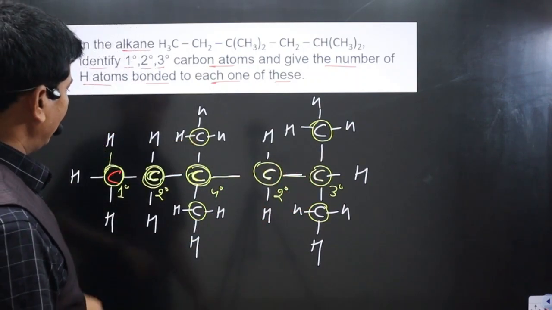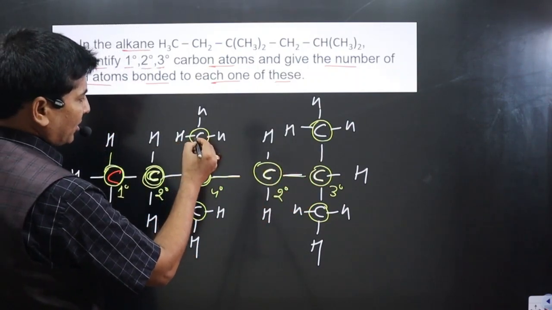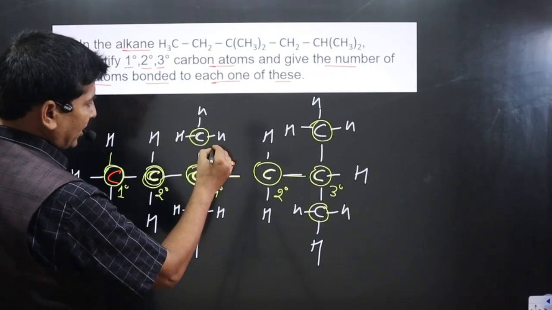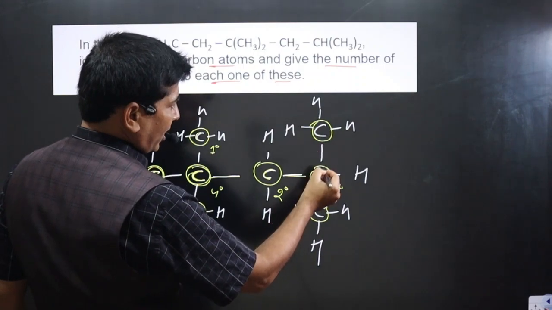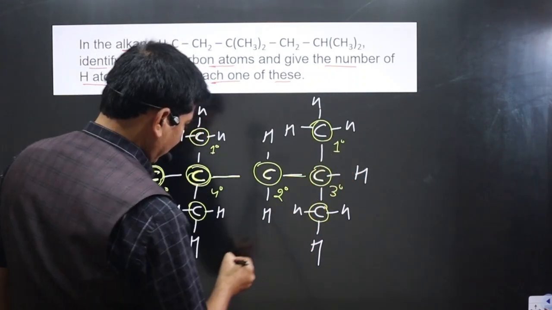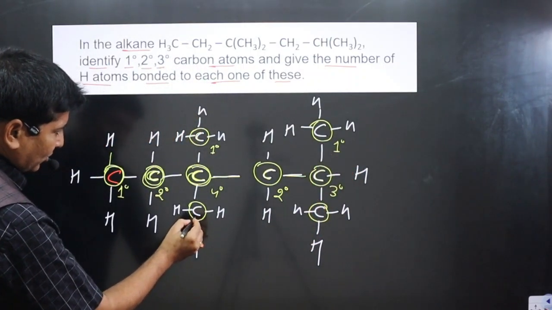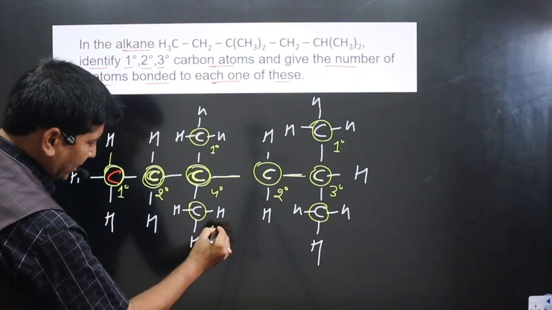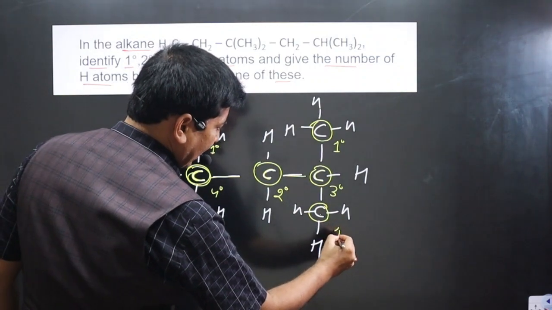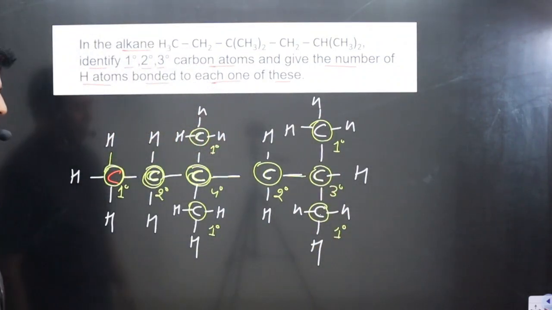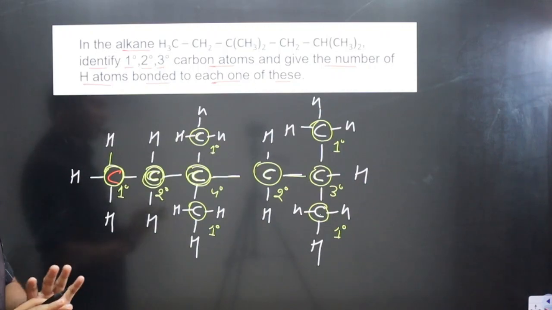If you look at here, this carbon is connected to only one carbon, we can say it is a primary carbon. Here also this carbon is connected to only one carbon, we can say it is a primary carbon. Then this carbon is also connected to only one carbon, we have primary carbon. And this carbon is also connected to only one carbon, direct attachment you have to consider, it is also a primary carbon. Okay, so identification of primary, secondary, and tertiary is completed.